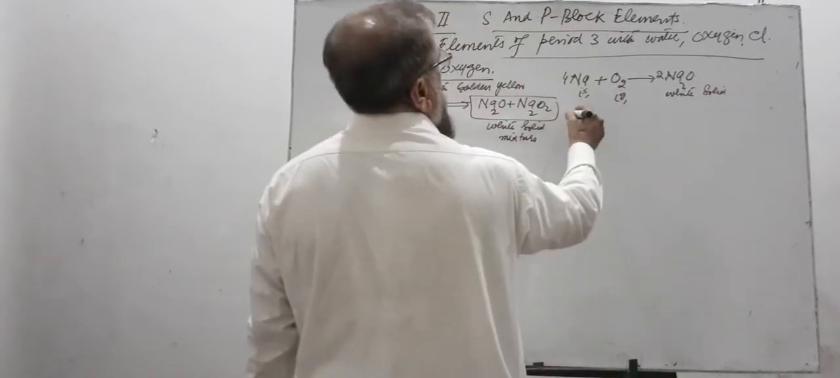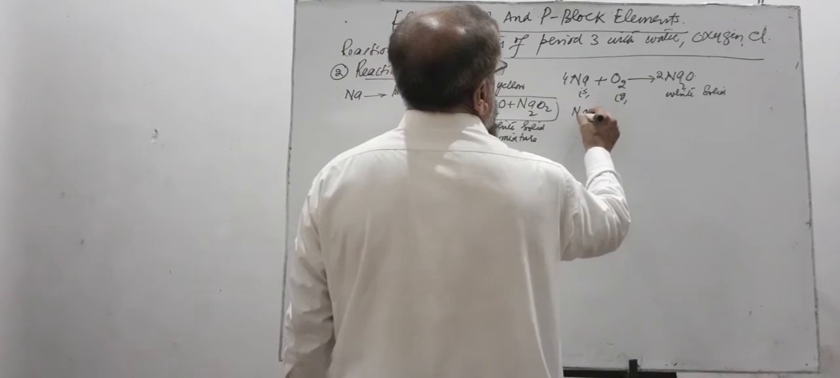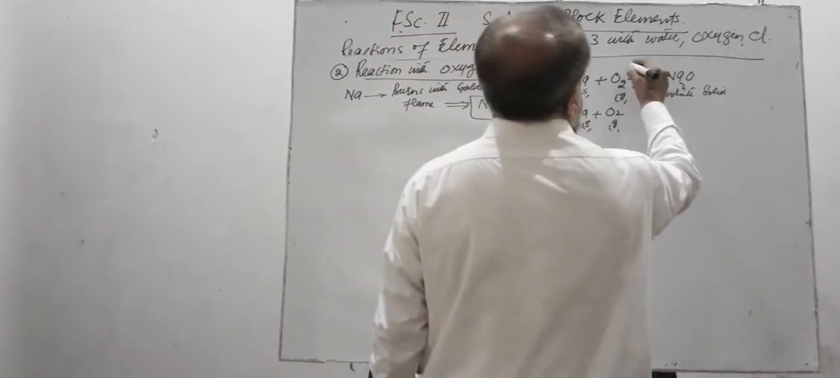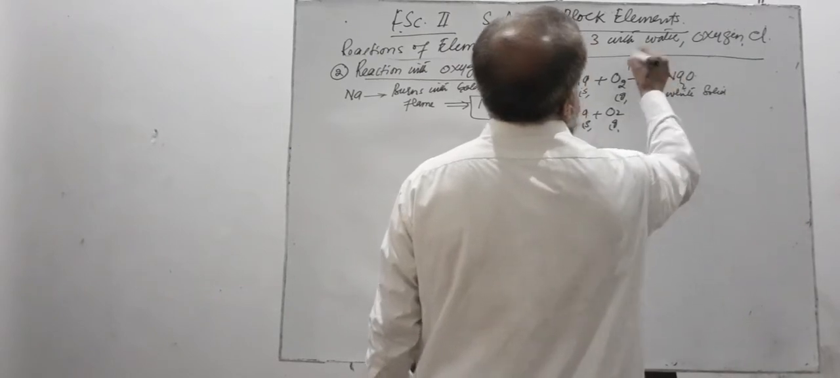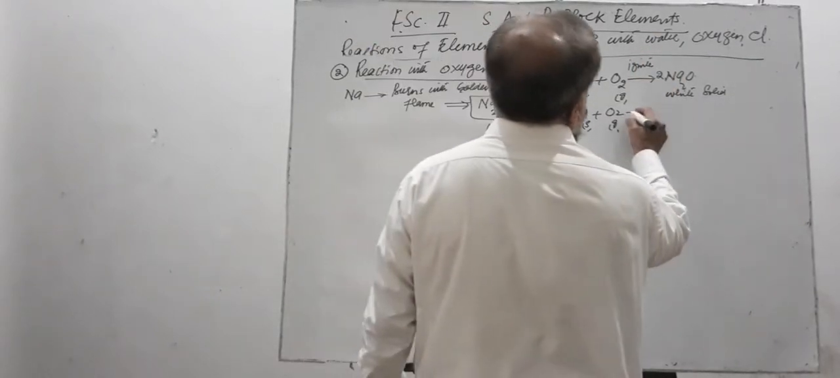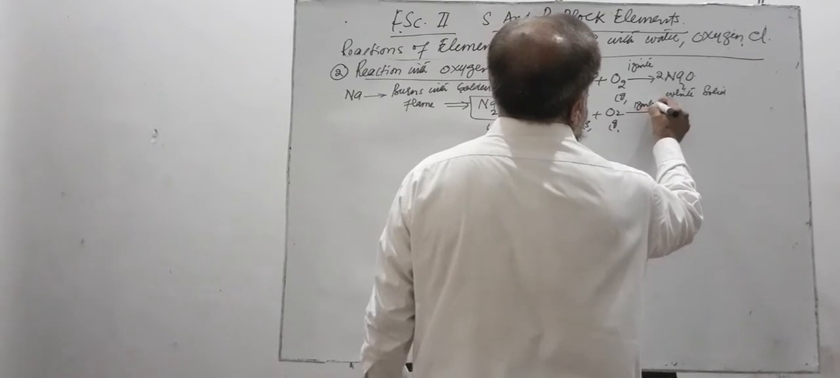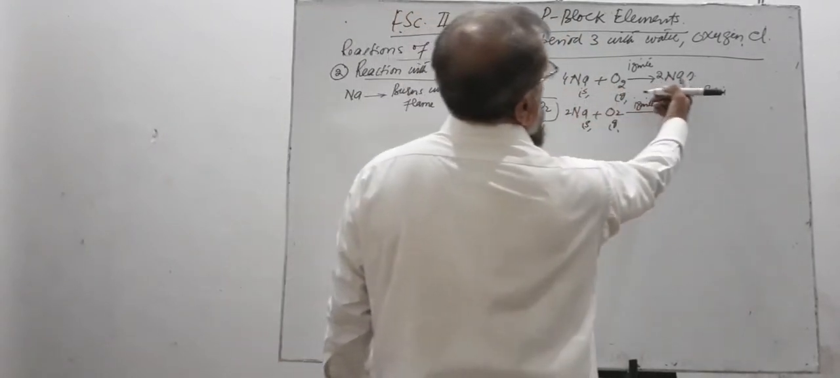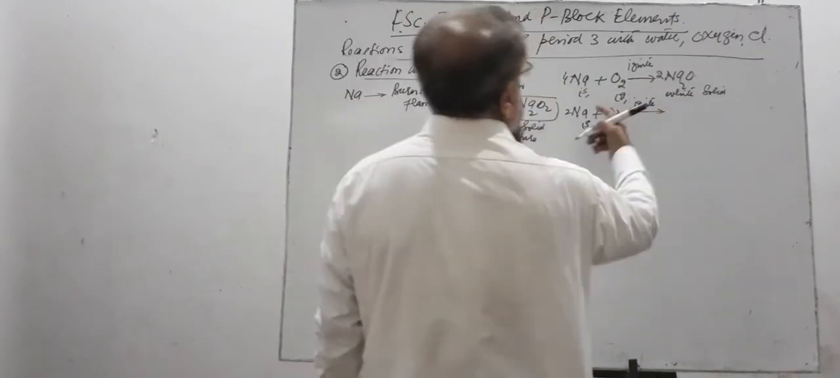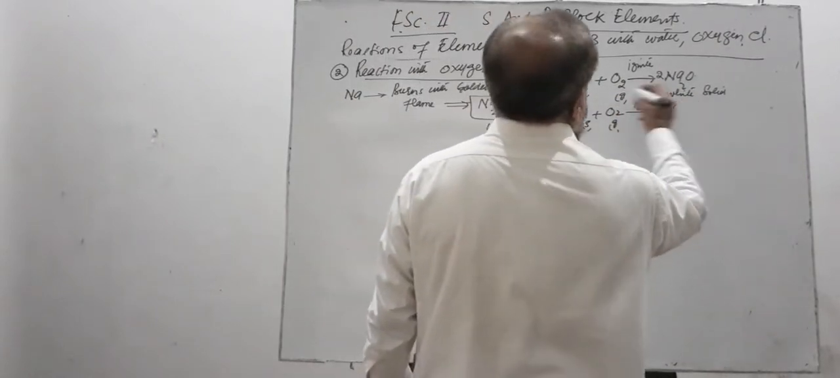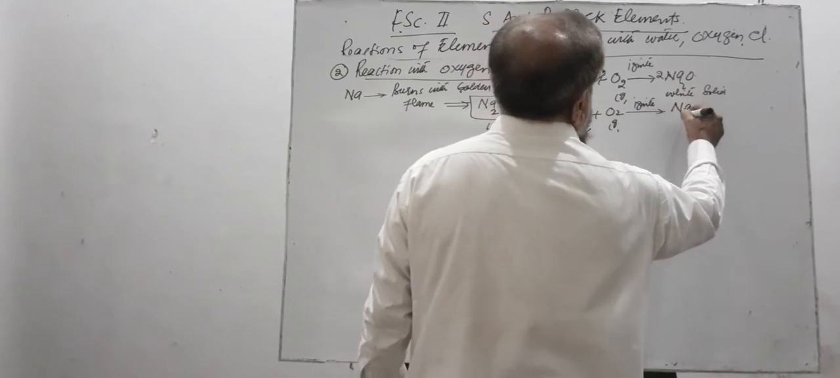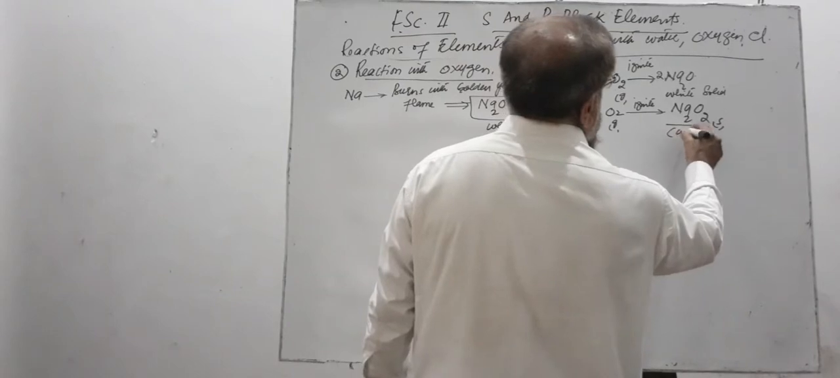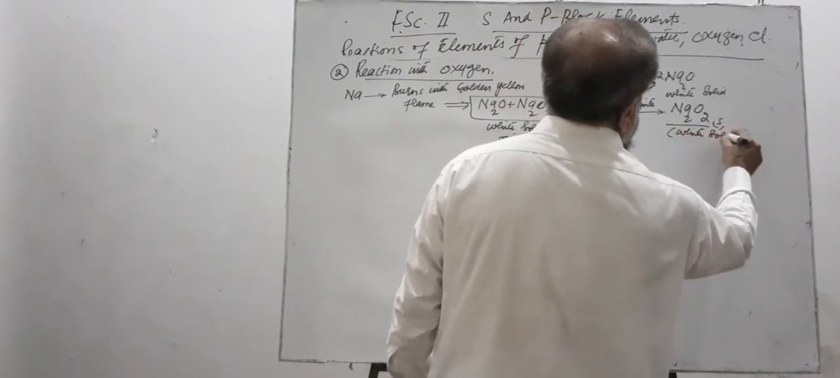Second reaction, in which sodium peroxide is formed, can be written as 2Na solid plus O2 gas. Here we write ignite. We have to burn this sodium in flame. Upon ignition, sodium reacts with oxygen to produce a mixture of sodium oxide and sodium peroxide. The first reaction is for sodium oxide, and the second reaction is for sodium peroxide, which is also a white solid.